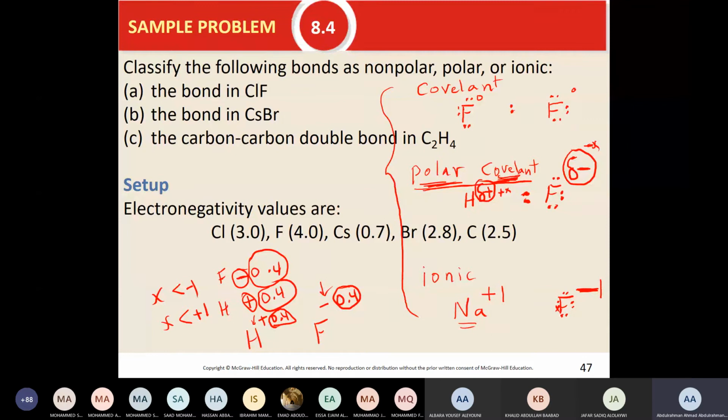I hope so. Okay, now, how can we tell if the bond is covalent or polar covalent or ionic? Look at the electronegativity. What's electronegativity?